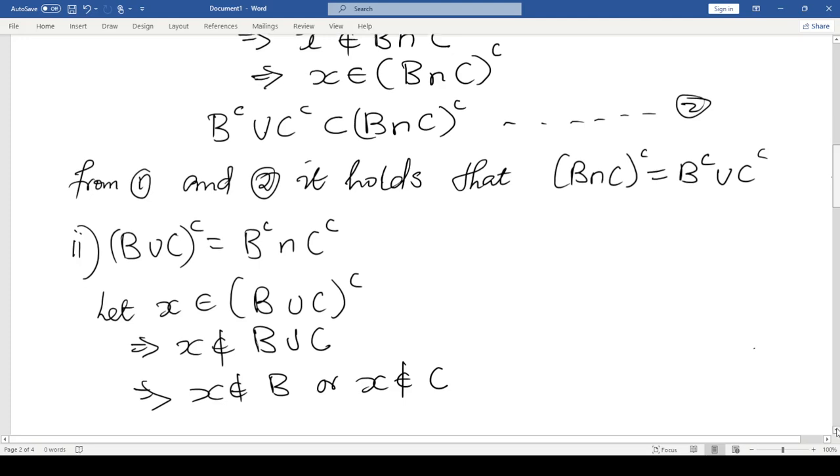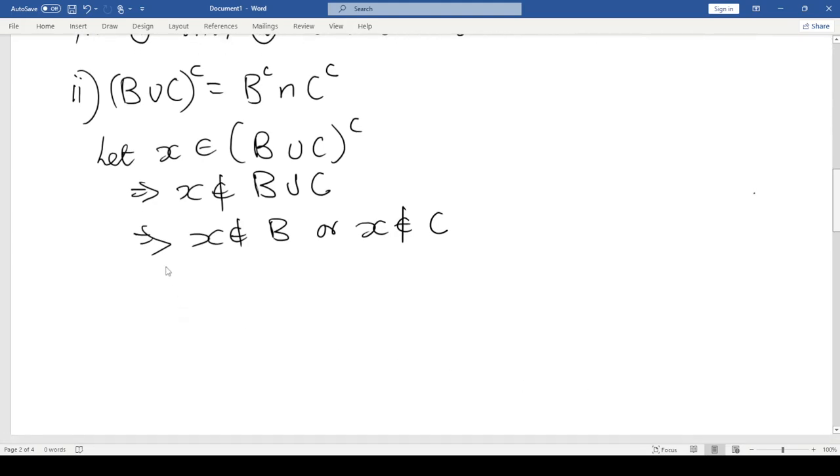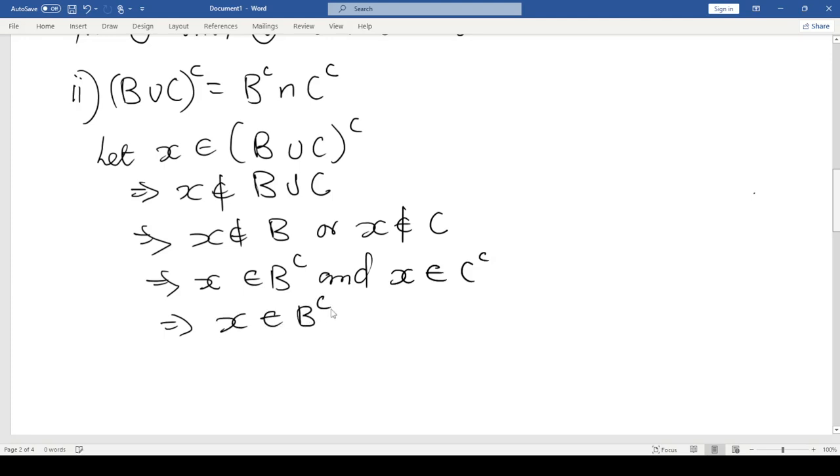Let me just scroll down a bit. Okay, so now here we have x here is a member of B complement. So if x is not a member of B, then x is a member of B complement. So the moment we change from not a member of to a member of, we also change the word in the middle there. So this now becomes and x is a member of C complement like this here. So then this just simply tells us that x here is a member of B complement intersection C complement like this here.